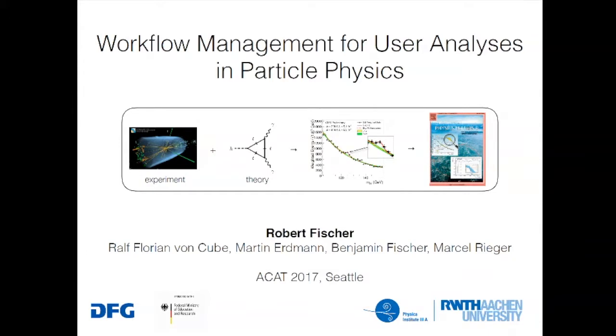So if you take a look at this picture, this is sort of a stylized version of what we do in particle physics. We run our experiment, combine it with theory, produce results which we eventually want to publish. And this talk will focus on this arrow in particular and how workflow management systems can help us.